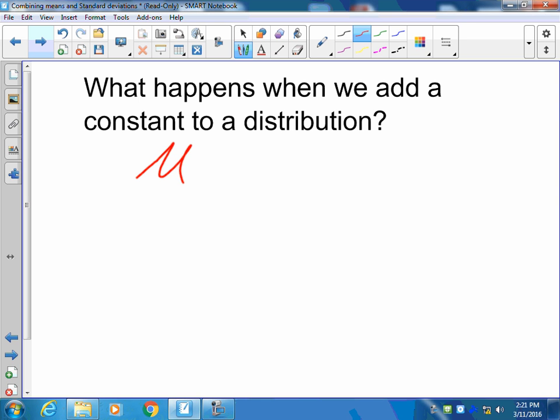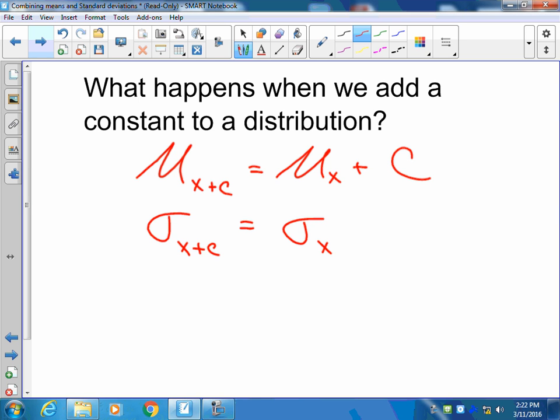If we're trying to find the mean value of x plus a constant, that just equals the mean value of x plus the constant. But if we're looking for the standard deviation of x plus a constant, that just equals the standard deviation of x. Adding a constant to every value in the distribution doesn't make the distribution any wider, so that's why the standard deviation stays the same, but it does move the mean value based on that constant.